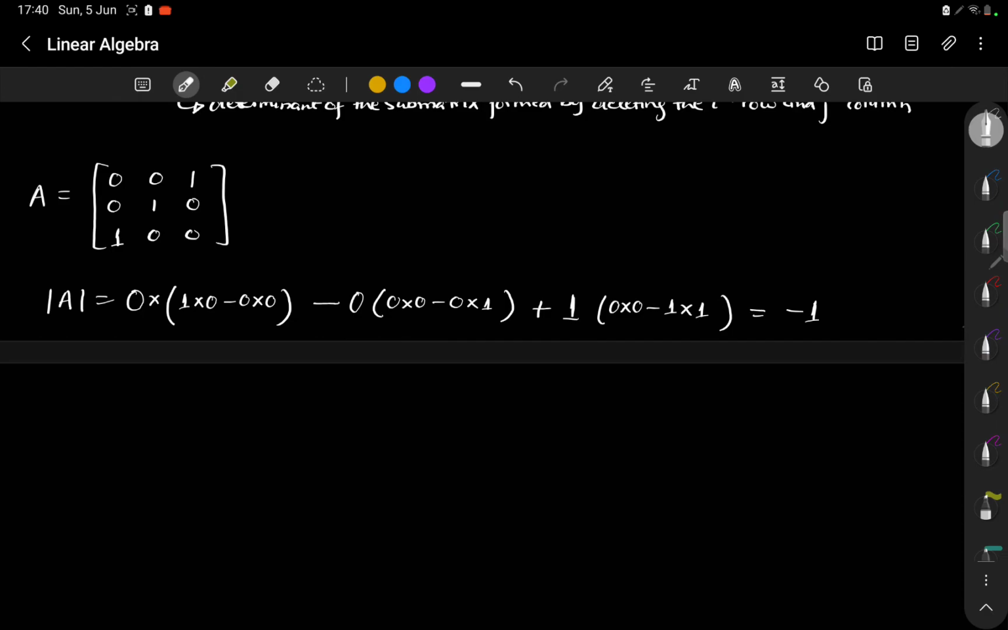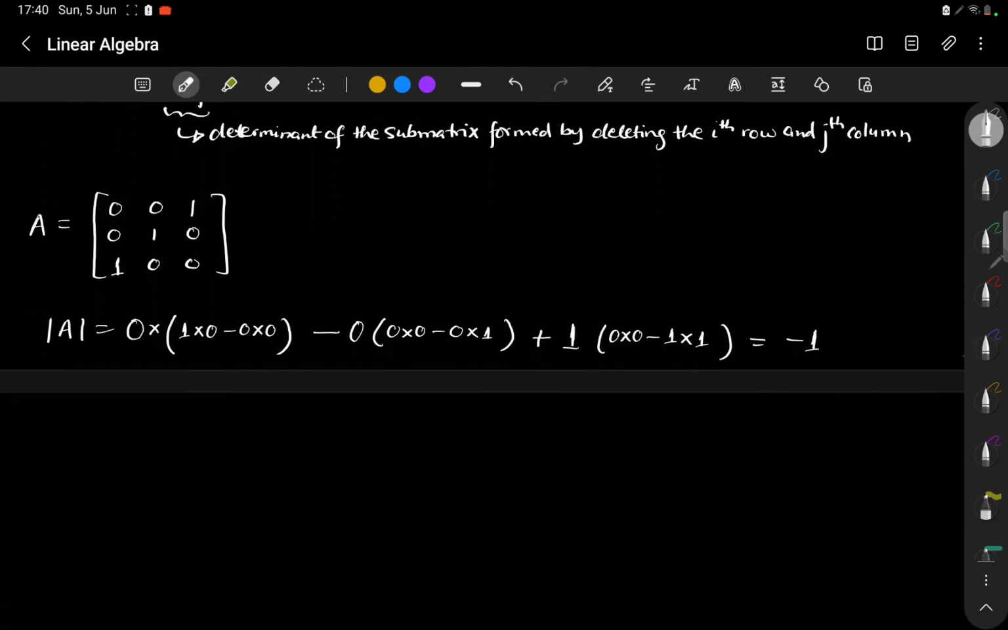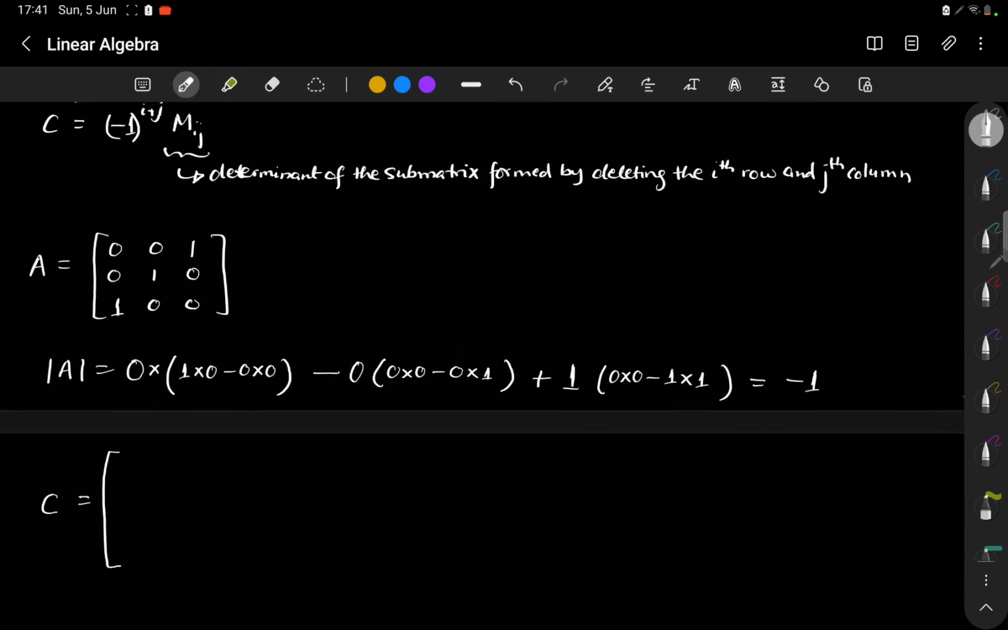Now we need to find the adjoint of this matrix. So adjoint is nothing but the transpose of the cofactor matrix. So let us first write down the cofactor matrix. So the cofactor matrix would be found as follows. Again, for the first element right here, we will delete this row and this column. So the determinant of this right here is 0. So our first element would be 0.